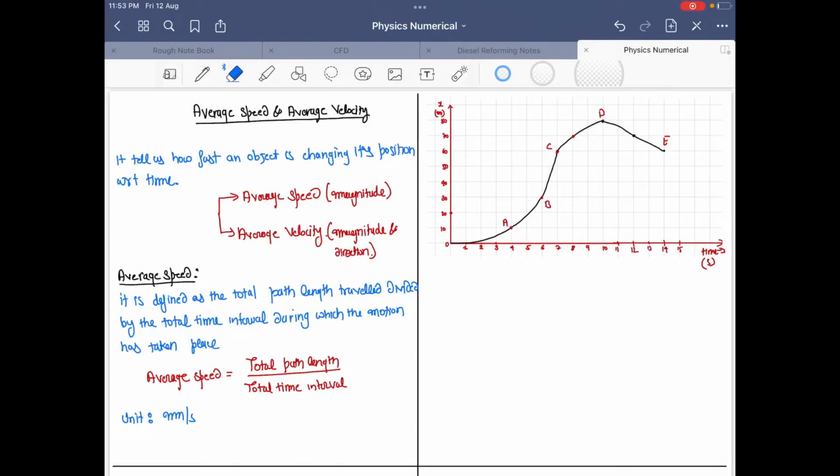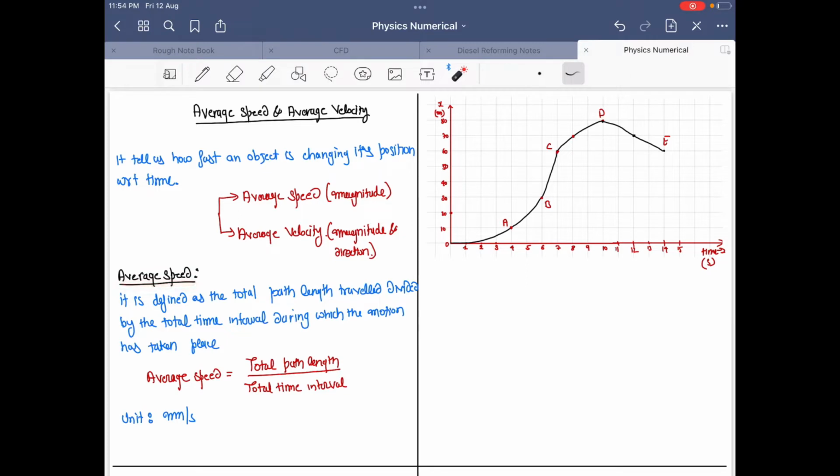So in this video, we will learn average speed and average velocity. This average speed and average velocity tell us how fast an object is changing its position with respect to time. Average speed gives us only magnitude, but it does not tell us about the direction of the motion. But average velocity gives us magnitude as well as the direction also.